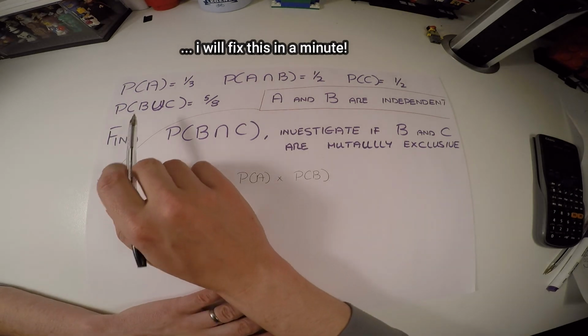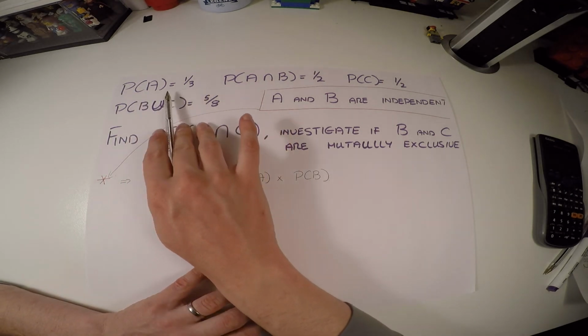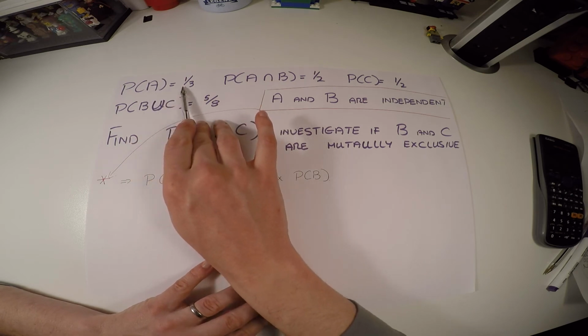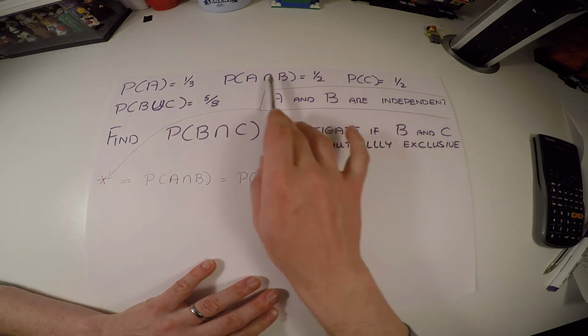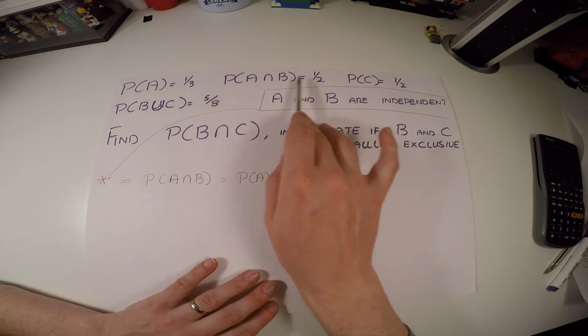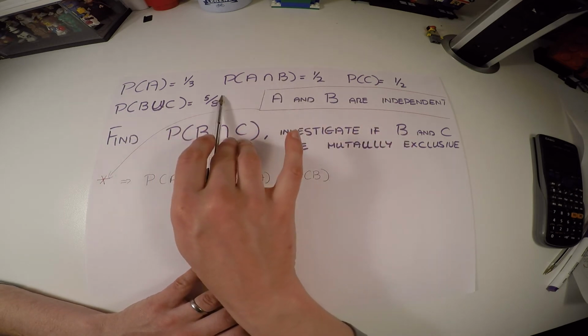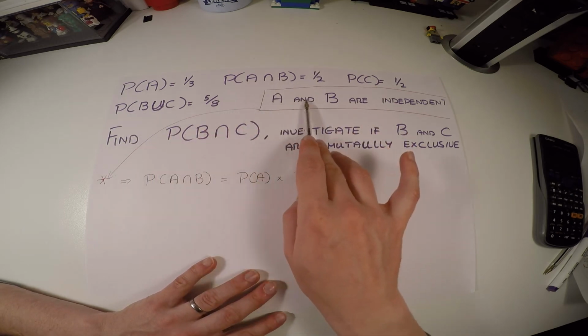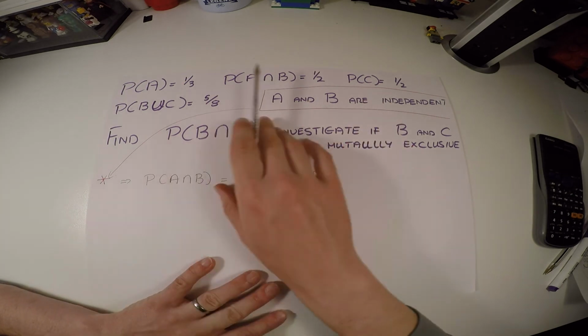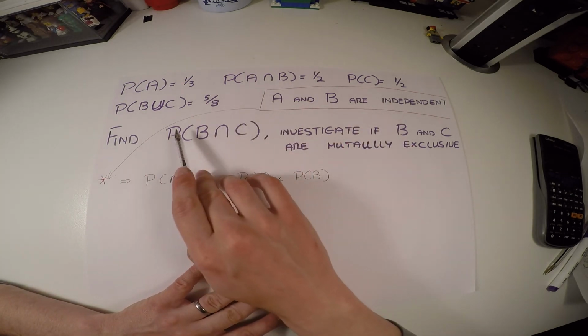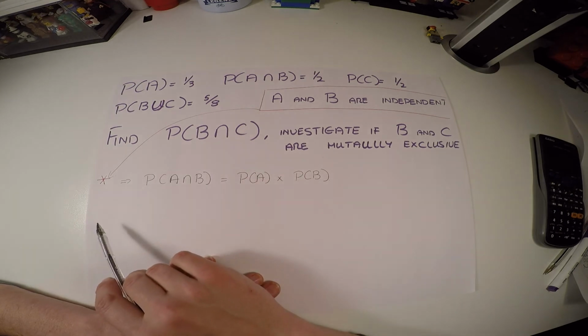So we're told that A, B, and C are these 3 events, and this is what we're given. We're given the probability of A, the probability of C, the probability of A intersection B, and the probability of B union C. And it also says that A and B are independent, so I put that in a red box. And it also says to find the probability of B intersection C.